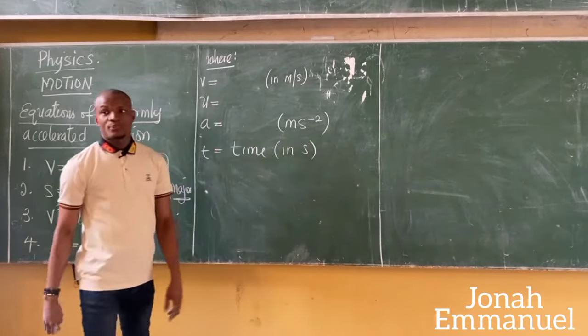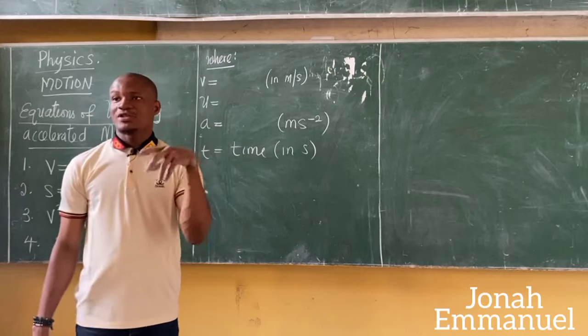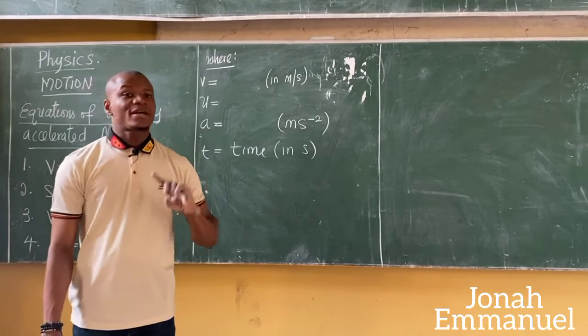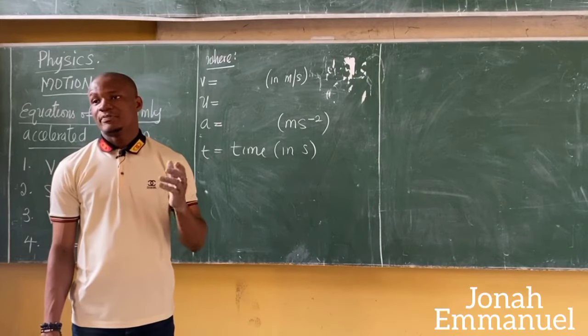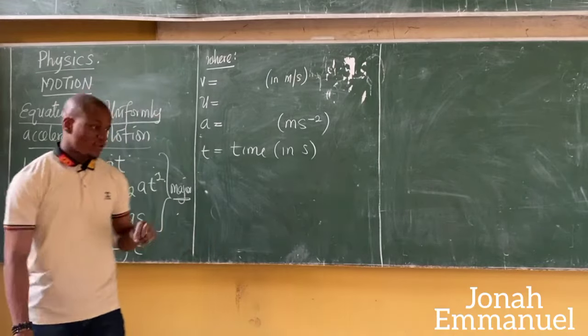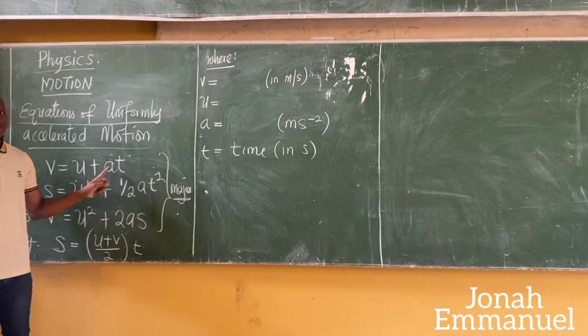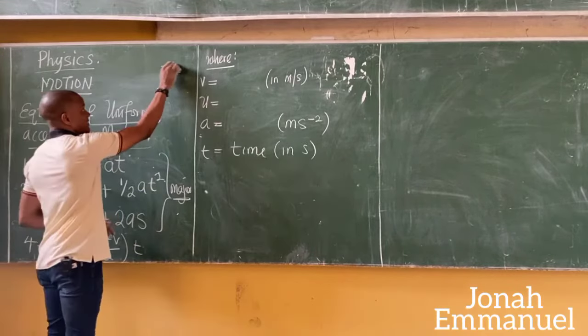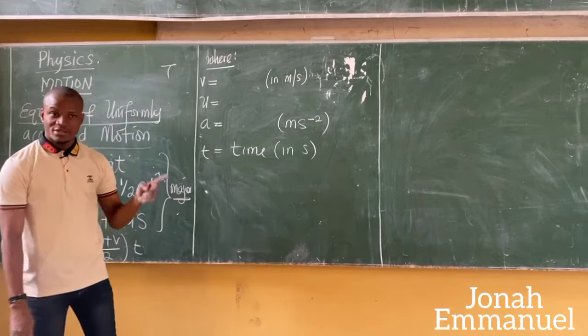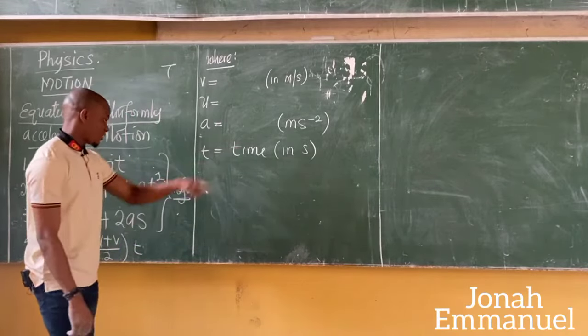t is equal to time in seconds. Now, mind you, in science there are 2 types of T: the capital T and the small t. Capital T is just for what? Temperature. That's why you observe here my t's are small t, not capital. It's very intentional. Most of the time, when you say capital T in science, it's about temperature, not time. Alright, t is time in seconds.